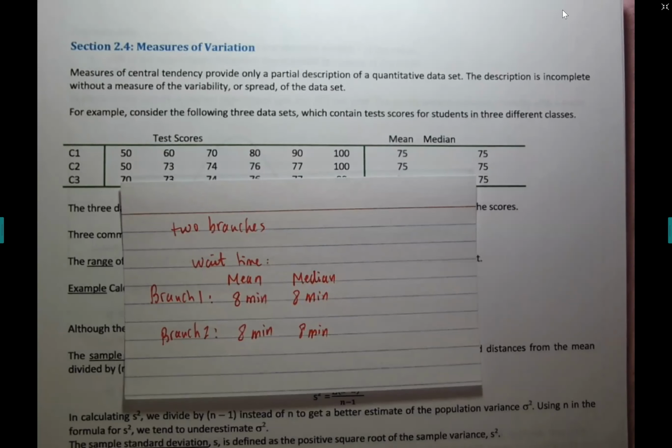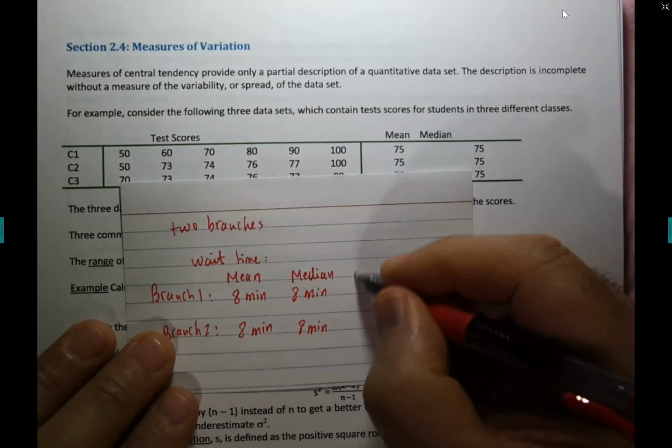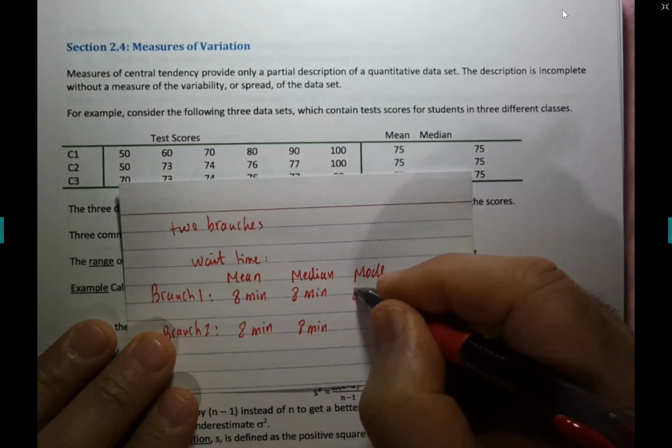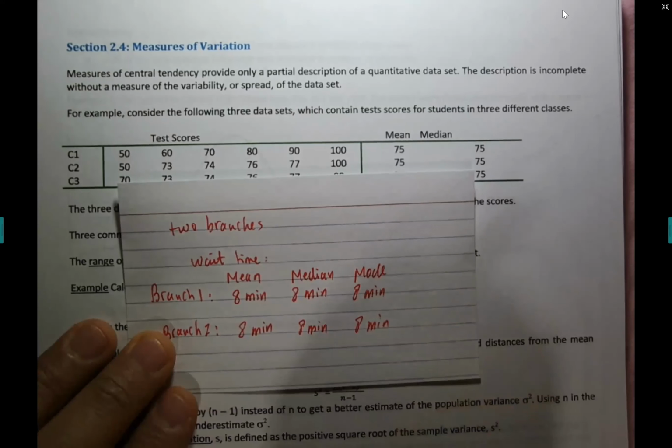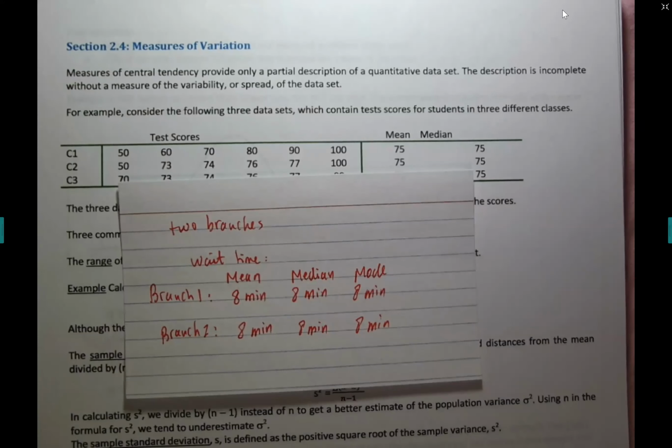Then a student says, well, we learned about the mode. Why don't we compute the mode and see if they are different? If they are different, we're done. We go with the one that has a lower mode. Well, we check the modes, guys. And unfortunately, the mode of the first data set was 8 minutes and the mode of the second data set was 8 minutes. So that means, guys, section 2.3 that you learned wasn't any good for you to make a decision about which branch to go to based on wait time.